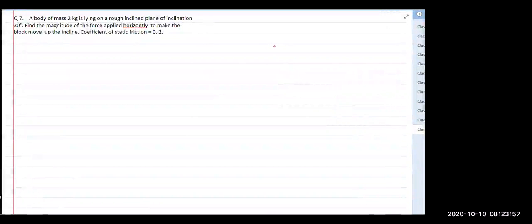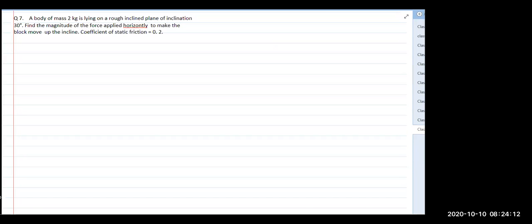So we are starting this question. A body of mass m is lying on a rough inclined plane of inclination 30 degrees. Find the magnitude of force applied horizontally to make the block move up the incline.